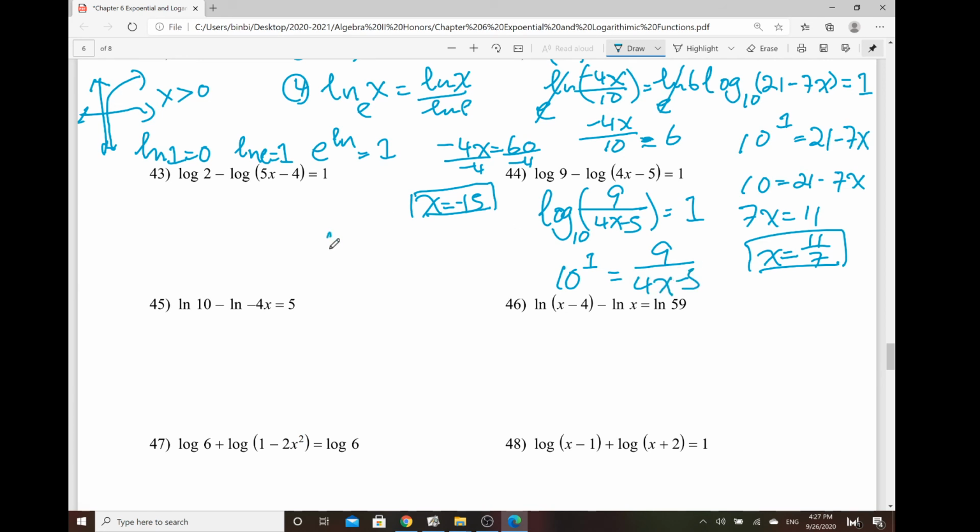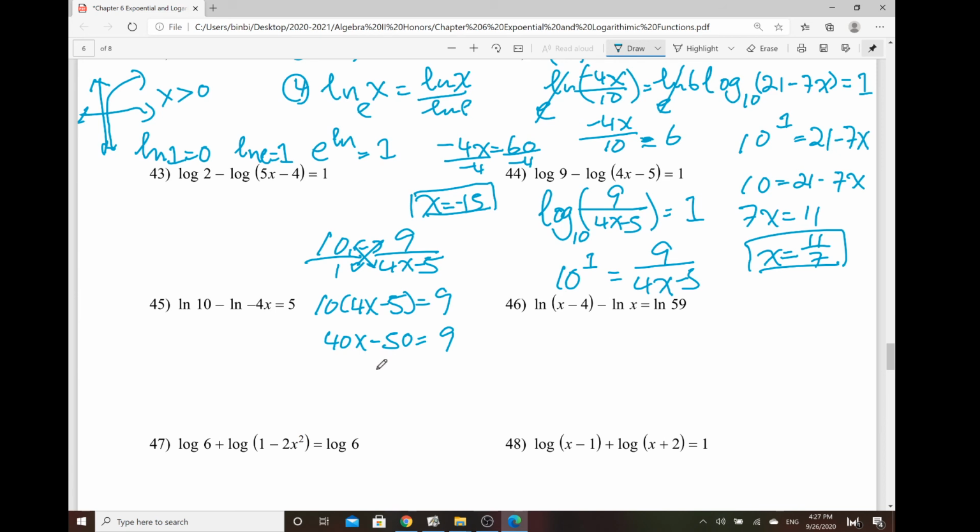So what we got here is 10 equals 9 divided by 4x minus 5. Keep that in mind. There's no denominator, that means the denominator is 1. Guess what we can do? Cross multiply. So 10 times the quantity of 4x minus 5 equals 9. So 40x minus 50 equals 9. In other words, 40x minus 9 equals 50.